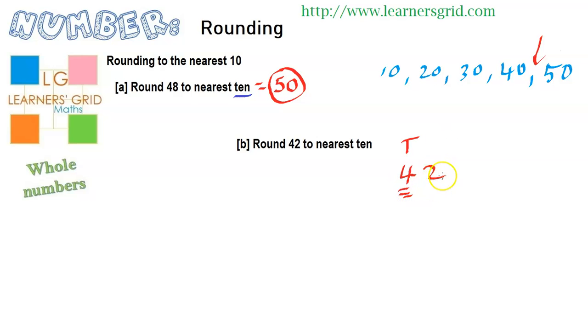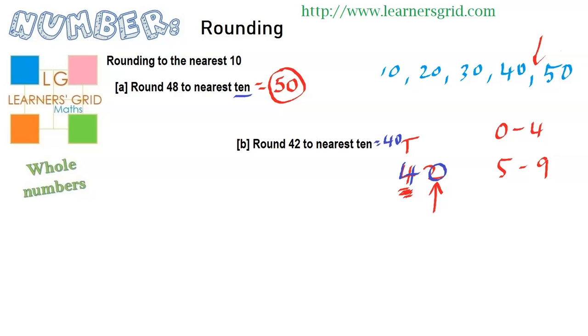The next place value over to the right, the next smallest place value, is our indicator. So it's a 2. 0 to 4 and 5 to 9 are the keys. So if the indicator digit is 0 to 4, the target digit does not change. And in this case, it is small. It is from 0 to 4. So this stays a 4. And this 2 gets converted into a 0. So the answer to this question is 40.